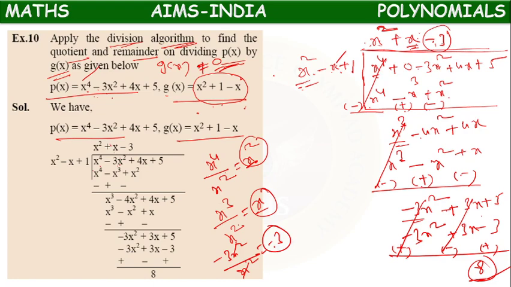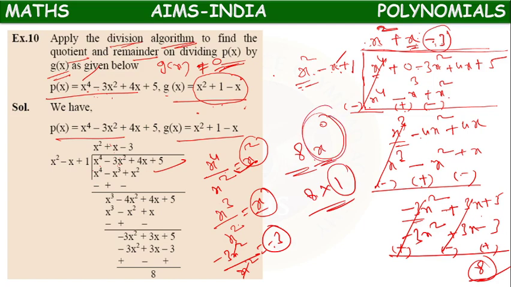So we can stop here because of the degree. What is the degree of 8? In 8 there is no x term, means x power 0, because 8 we can write as 8 into 1, and 1 can be written as x power 0. So the degree of 8 is 0.